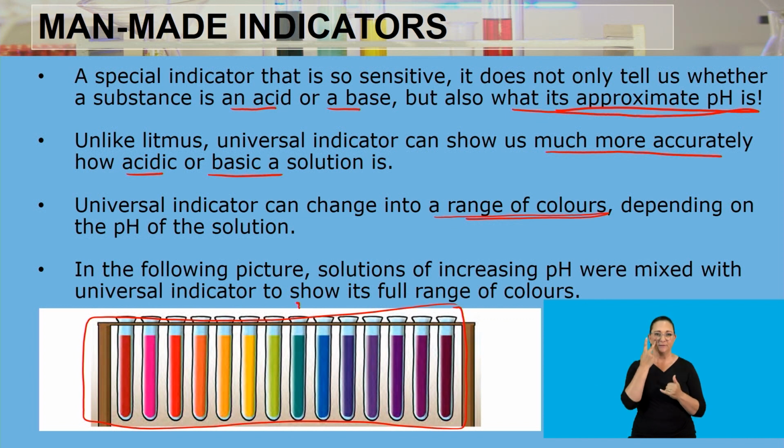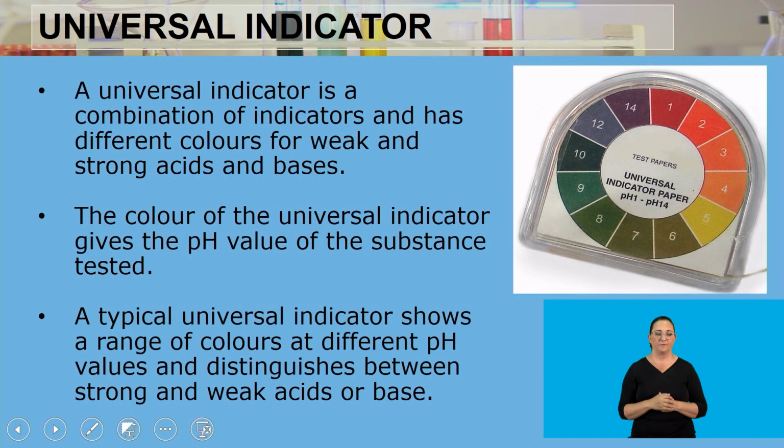Now, in the following picture, as I've said, solutions of increasing pH were mixed with universal indicator to show its full range of colors. So we have different substances that were mixed with the universal indicator to show the range of the universal indicator in terms of its colors. So, a universal indicator also, it is a combination of indicators and has different colors for weak and strong acids and strong bases. So we know that universal indicator has different colors for weak acids, different colors for strong acids, different colors for strong bases, different colors for weak bases.